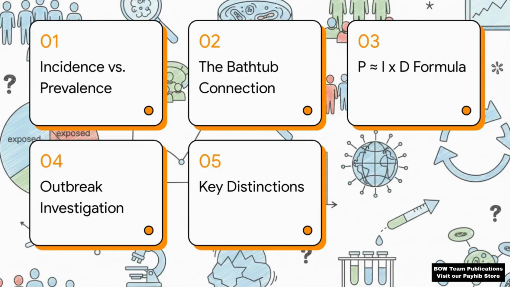Okay, so here is our roadmap. First, we'll tackle the two big pillars, incidence versus prevalence. Then, we're going to see how they connect using the famous bathtub model and its super simple formula. After that, we'll jump into the real world with an outbreak investigation, and we'll wrap it all up with a quick summary to make sure it all sticks.